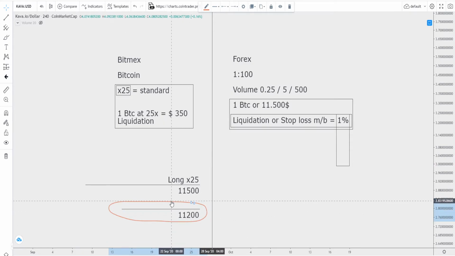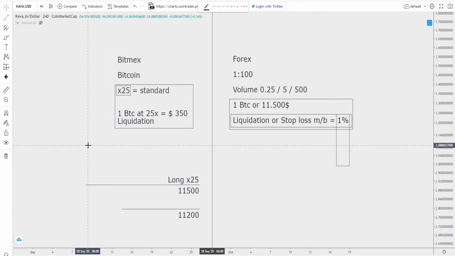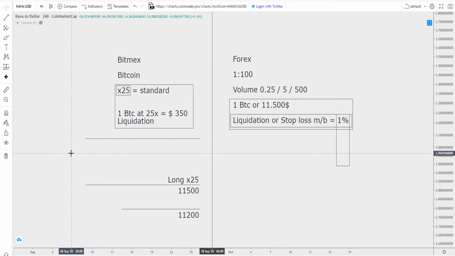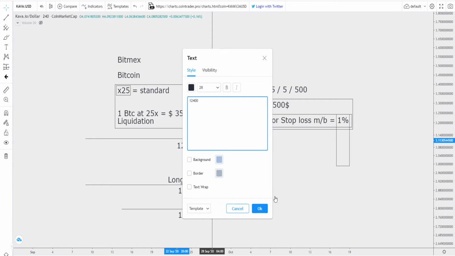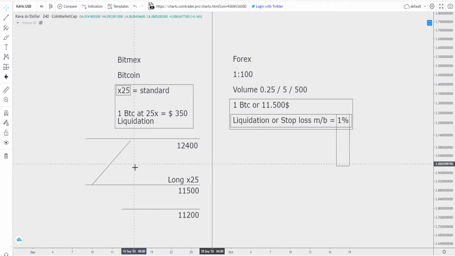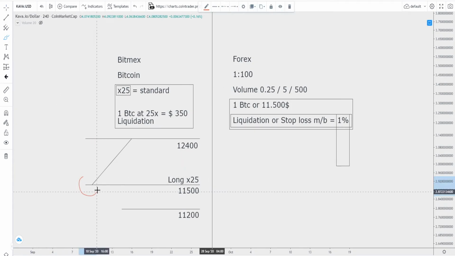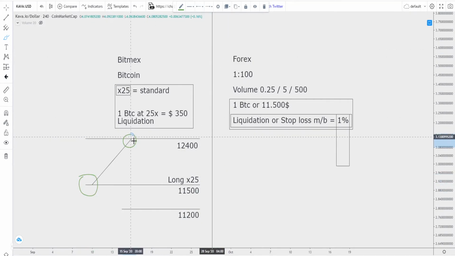And so here is your liquidation worth 1%. But let's say we go up to 369, so it would be 12,400. Let's change the number here. So if you make your long go to $12,400, yes, you long it, and you make your way to 12,400.